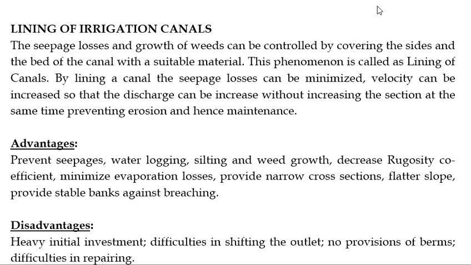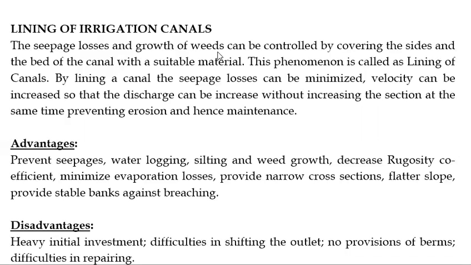In this session, we will see about lining of irrigation canal and a problem related to it. The lining of irrigation canal is all about having a lining in the bed of the canal and also along with the side. It's just to avoid any kind of seepage losses or even to avoid the growth of weeds. So the adopting of lining in the canal is called as the lining of canal.